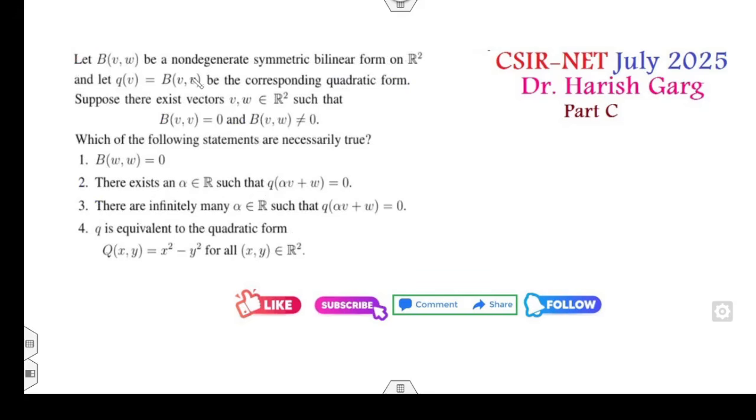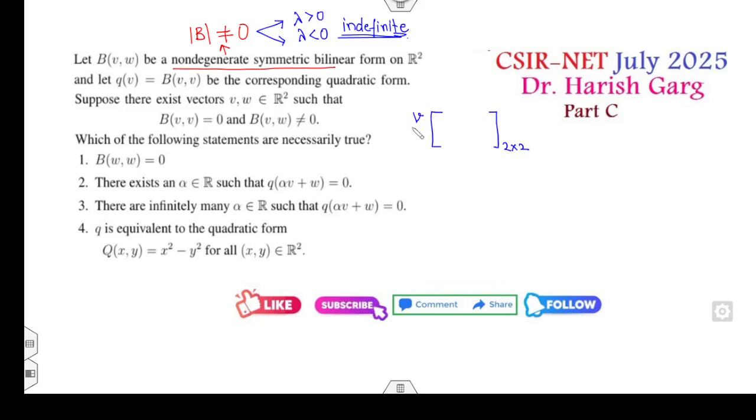Chaliye, look at this another one. B is a non-degenerate symmetric bilinear form. So whatever matrix you can form, the determinant is non-zero for the non-degenerate. Once the determinant is non-zero, that means the eigenvalues may be positive, eigenvalues may be negative, or you can say the matrix is indefinite. Fine. Then Q is the corresponding quadratic form. So it's R2, so it's a 2 cross 2 matrix.